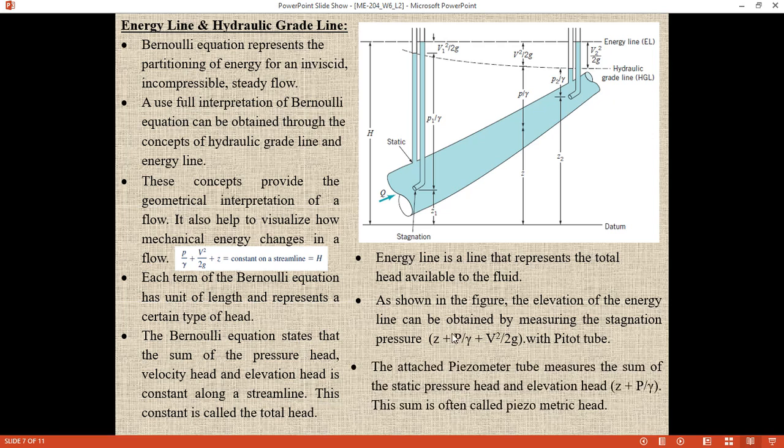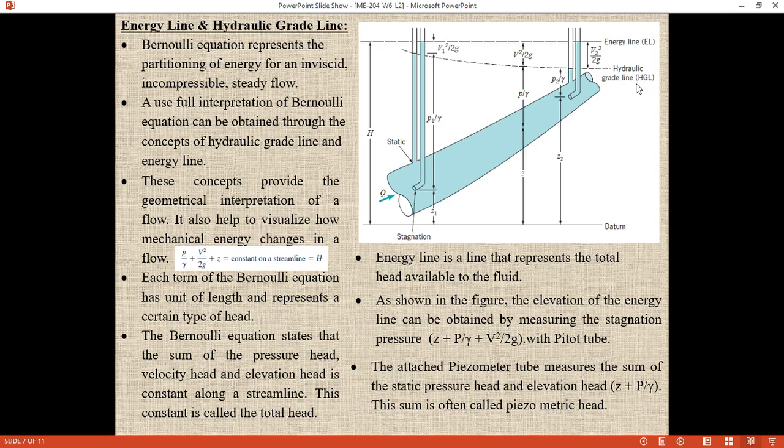And here is the attached piezometer. You see, this is the piezometer, directly connected with the tube. The attached piezometer tube measures the sum of the static pressure head and the elevation head: Z plus P over gamma, where Z is the elevation head and P over gamma is the static pressure head. This sum is often called the piezometric head or the hydraulic grade line. When we join the piezometric column heights together, this gives us the line called the hydraulic grade line.